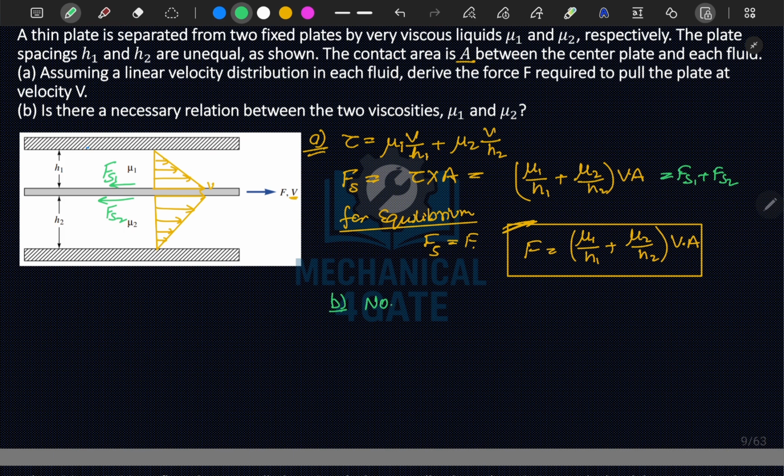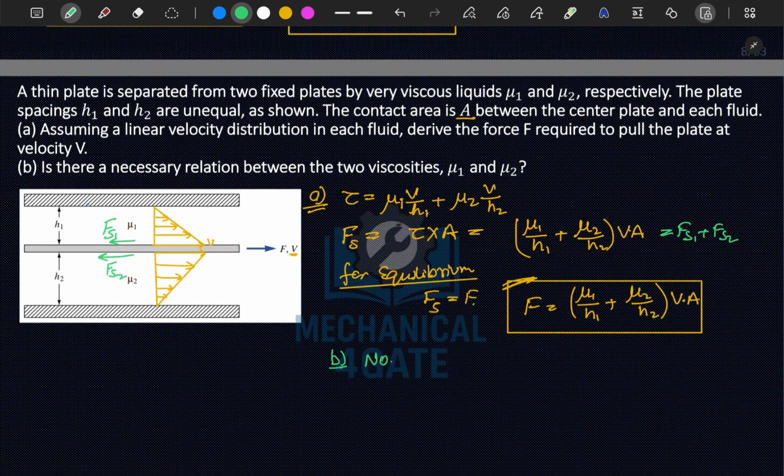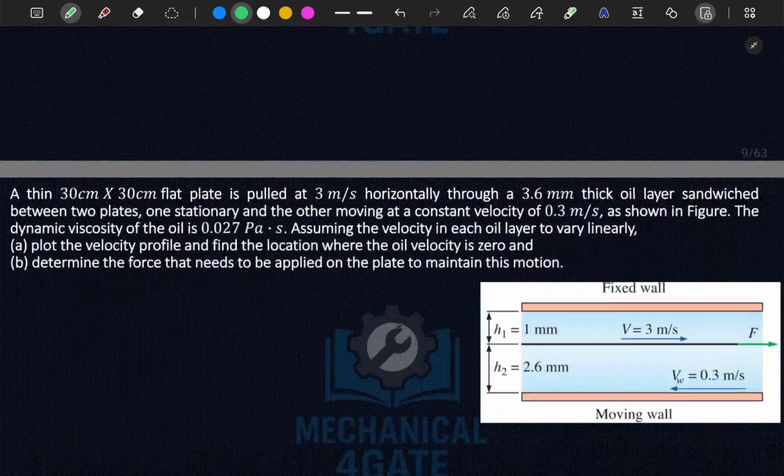Because both forces Fs1 and Fs2 depend individually on their own viscosities only. So I hope you understood this solution. Now moving to next question.